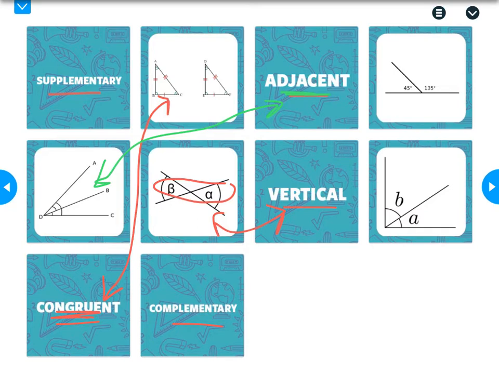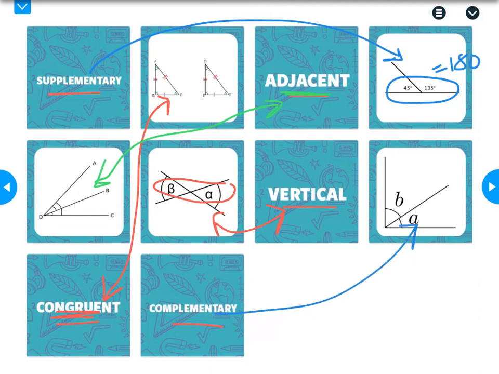Supplementary are 2 angles that together add up to 180. So if we add these together, it equals 180 degrees. So supplementary would match here. And then complementary forms a right angle. So this is good matching practice. Again, it reinforces the angle vocabulary.